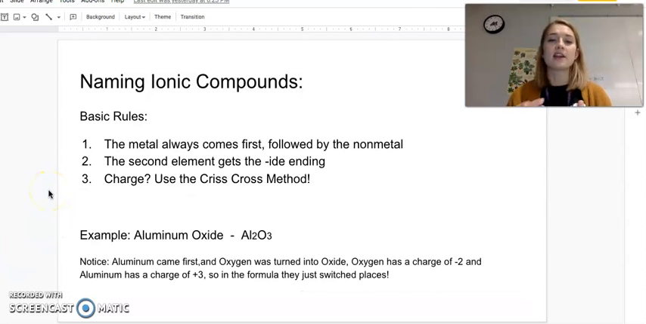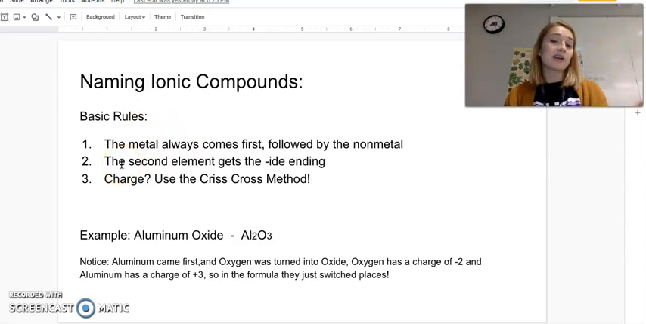So the rules for naming ionic compounds, the basic rules, right, for kind of every compound we're looking at. The metal always comes first. So, for example, down here I have aluminum and oxygen. Aluminum is going to come first. So the cation should be the first thing in the name.